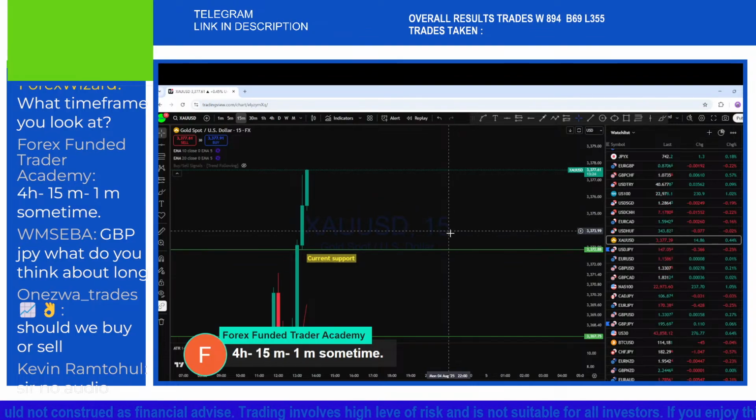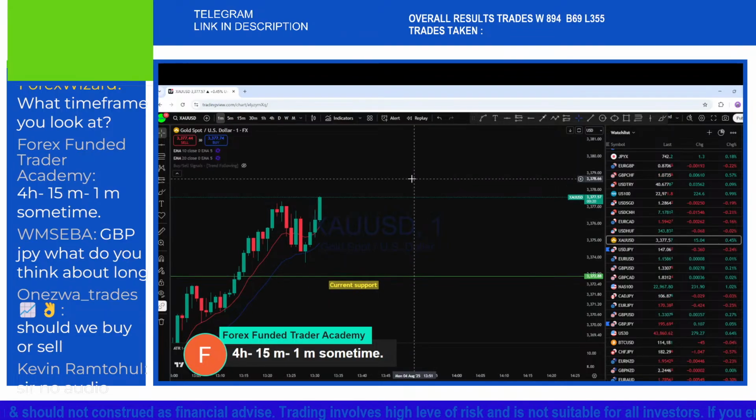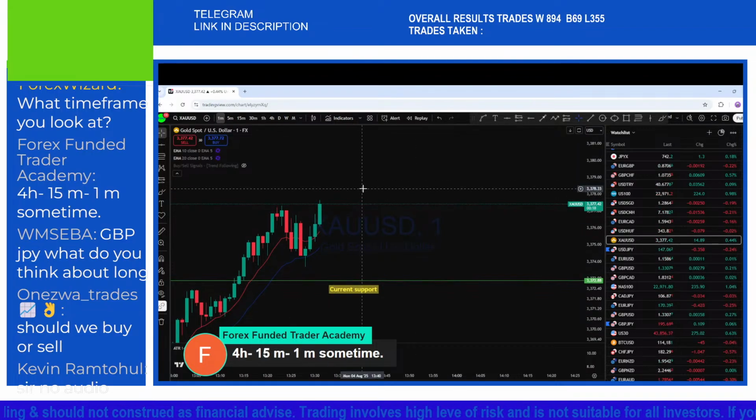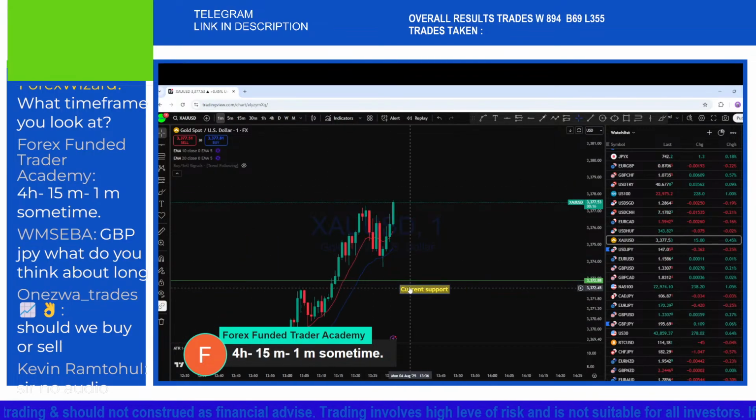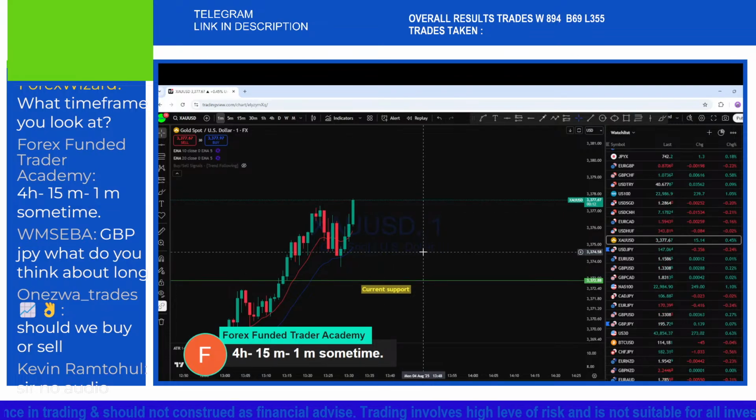With a new candle open on 15 minutes, we can see the market is still maintaining that bullish market structure in that area, and the price has just tested this support, rejected back again to the upside.